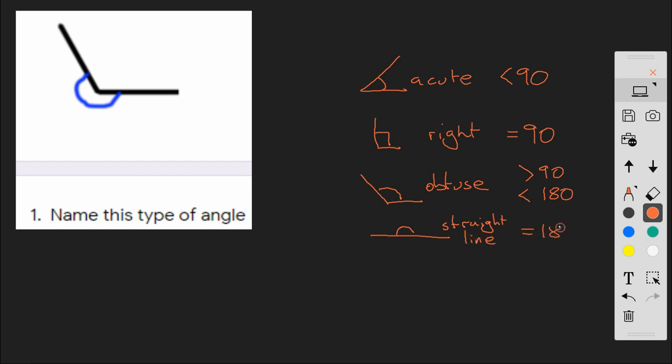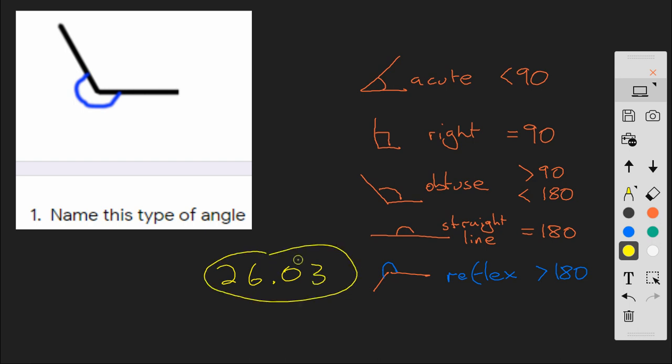We have our straight line, which is exactly 180, and we have the angle that we have here, which is our reflex angle. If you want to practice this a little bit more, then we've got a century nugget just for this, 26.03.